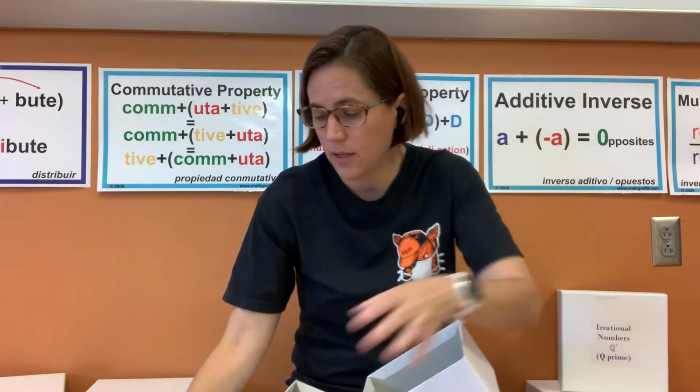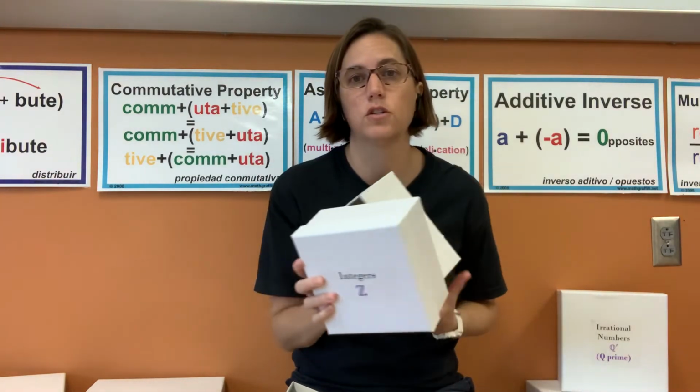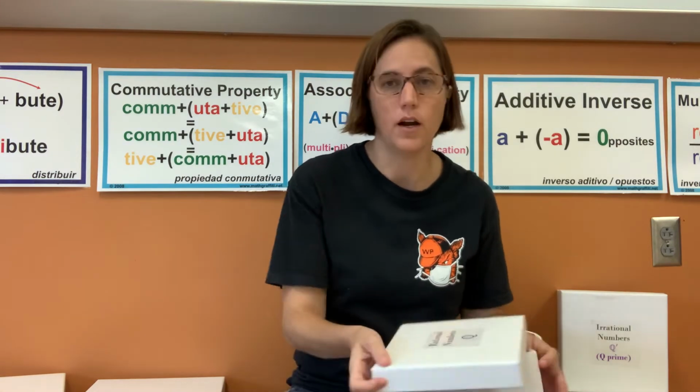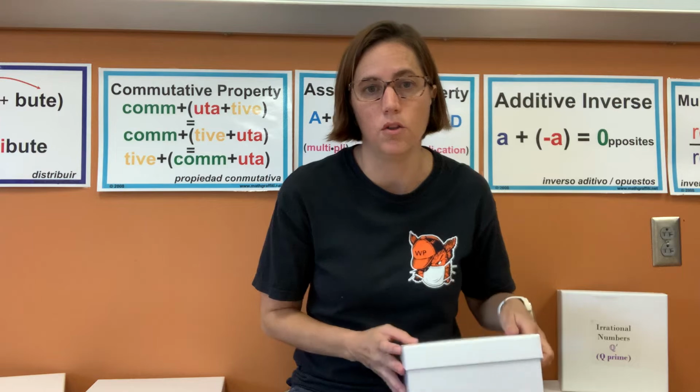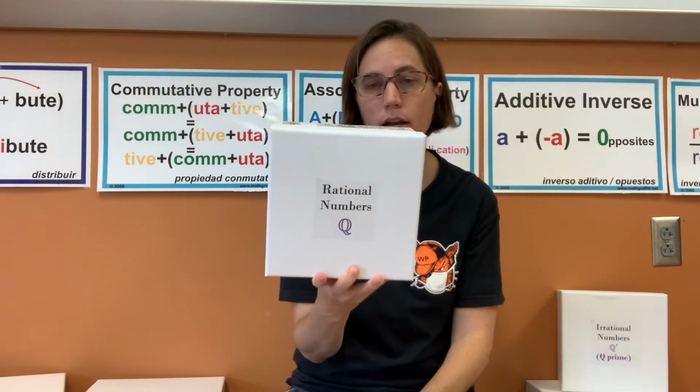Now, once again, notice all of my integers are also rational. So integers is a subset of our rational numbers. It goes all the way in there. So if something is an integer, it is also rational, okay?